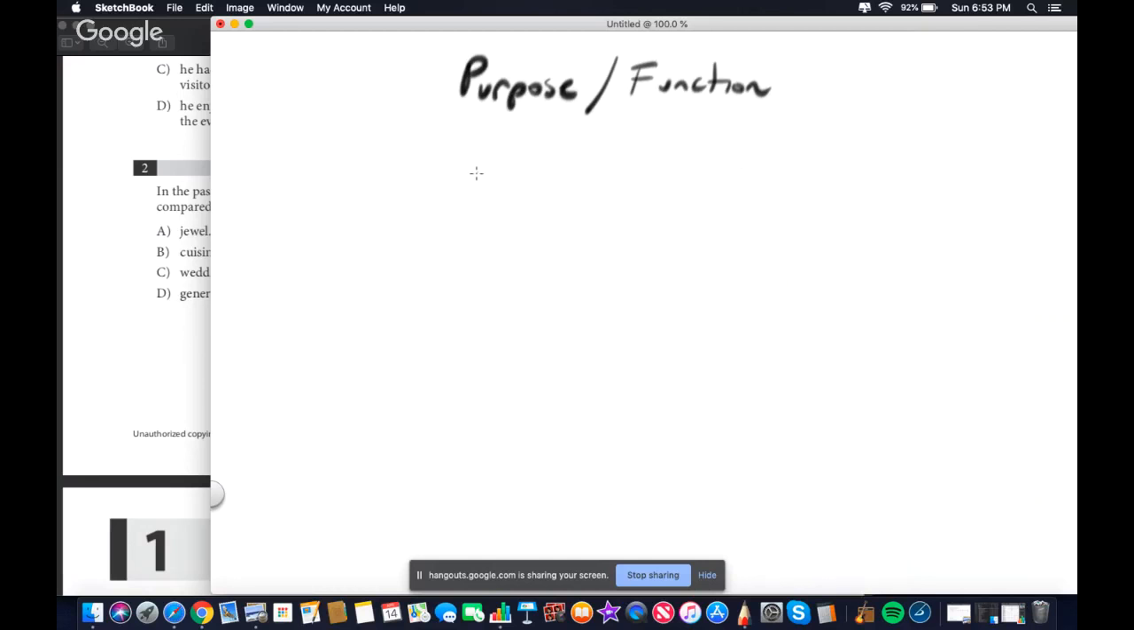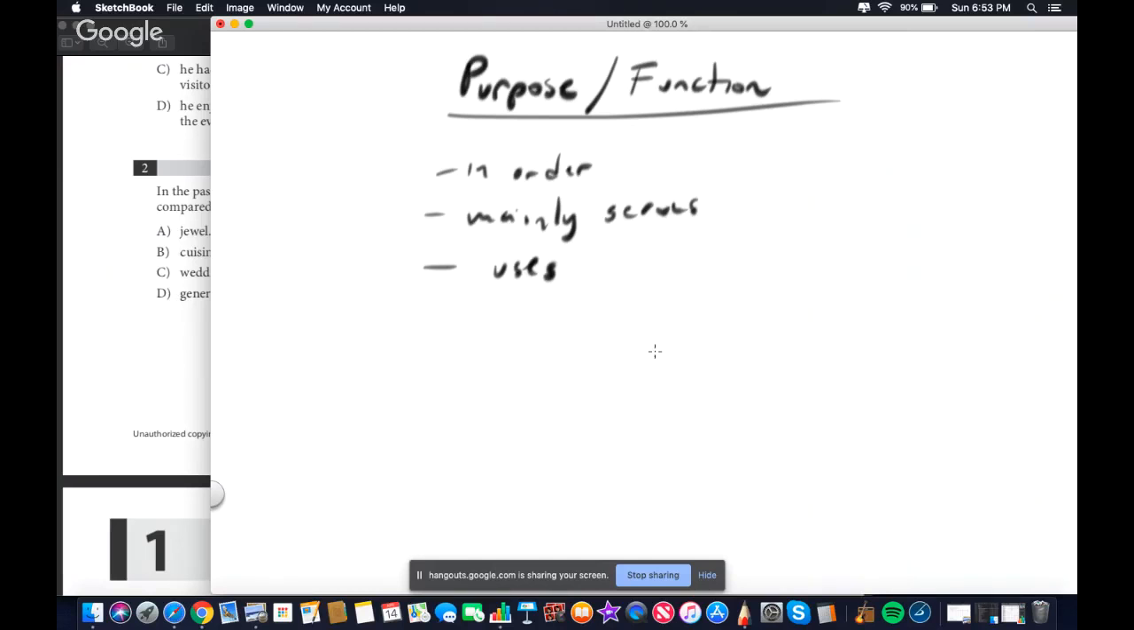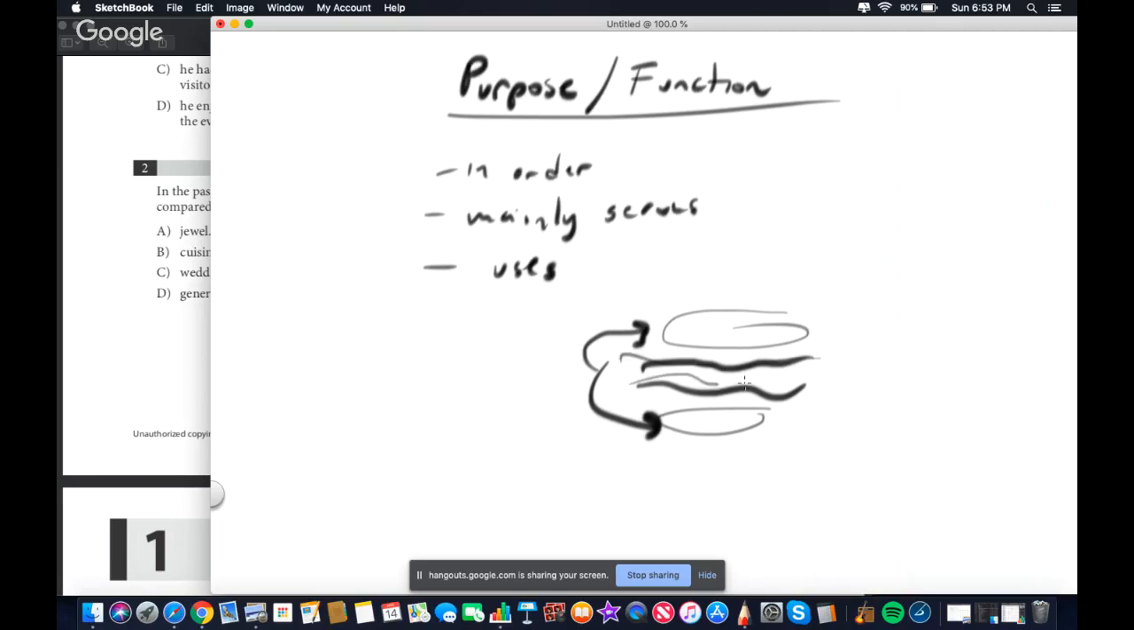If you see phrases like "in order to," or "mainly serves," or "literally just uses," these are the kind of things you want to pay attention to for purpose and function. And literally all you have to do is go directly above. So if these are the lines, go directly above and directly below. And the answer will be spelled out for you. You'll have to do the mapping thing still. You're not going to see exact copy-paste language, but you're going to see something that's exactly here and here. If they pointed you to these lines, it's right above and right below.